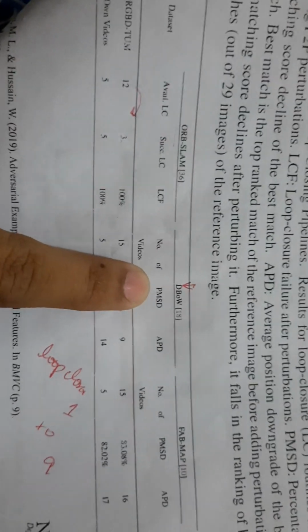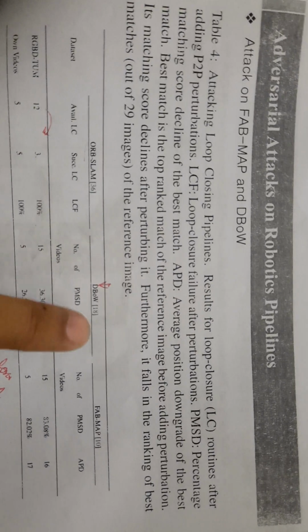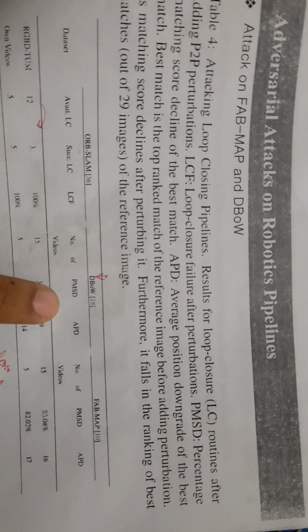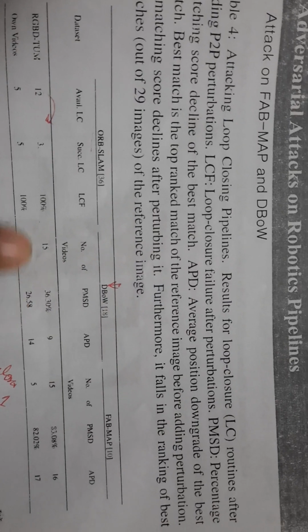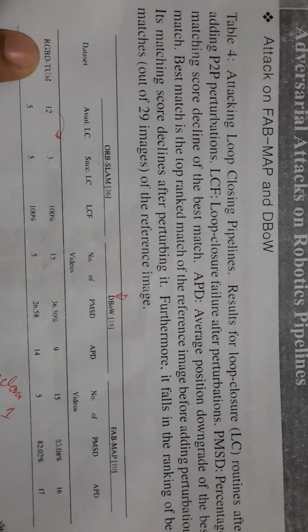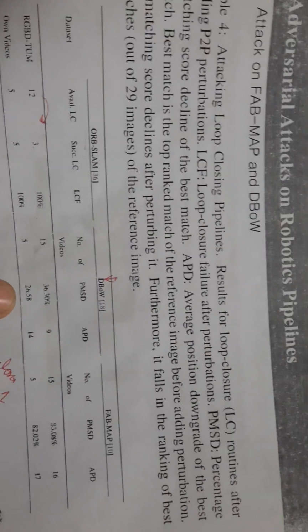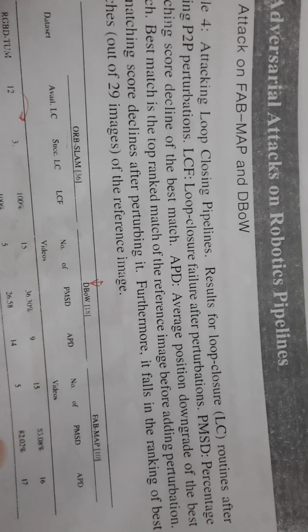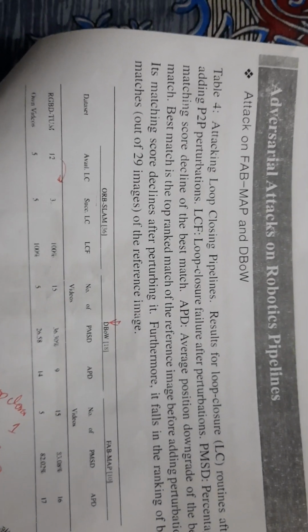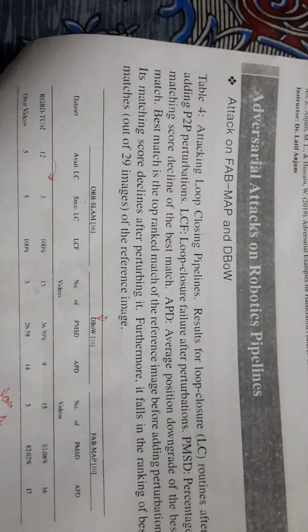This is percentage. PMSD stands for percentage matching score declined. And see, it declined 36% in the RGB-D TUM dataset, and in their own dataset it declined to 26.8. Therefore, there are other parameters as well that were greatly reduced after addition of adversarial noise.